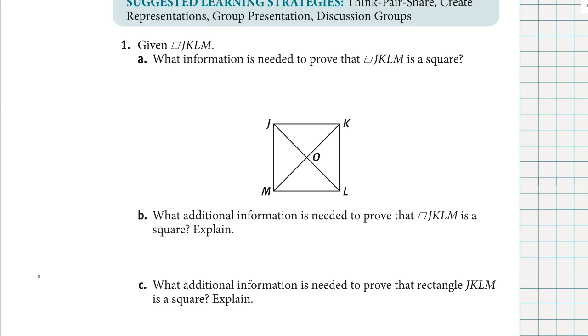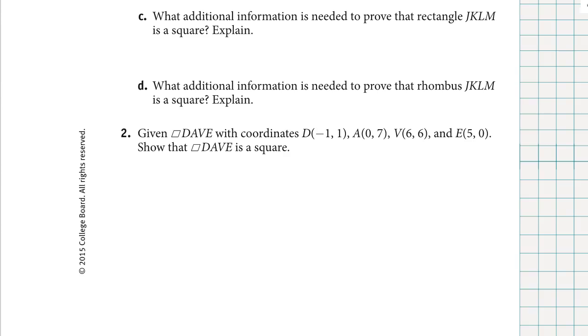In previous lessons, we've discussed ways to determine if a shape is a rectangle and ways to determine whether a shape is a rhombus. If we use those same theorems, we could tell if a shape is a square. Number 2 is an example problem. Given parallelogram DAVE with these coordinates, show that it's a square. So let's first graph this so that visually we can see whether it looks like a square to us. And then we can even use our theorems for better justification.